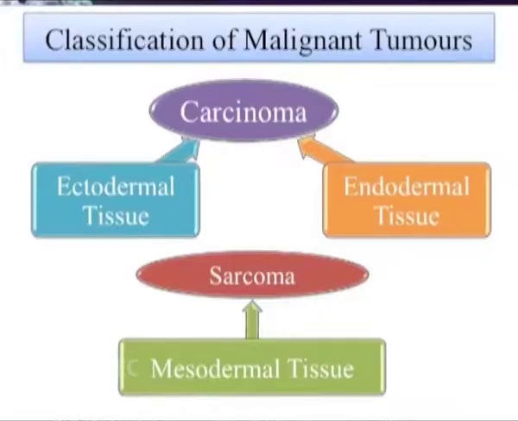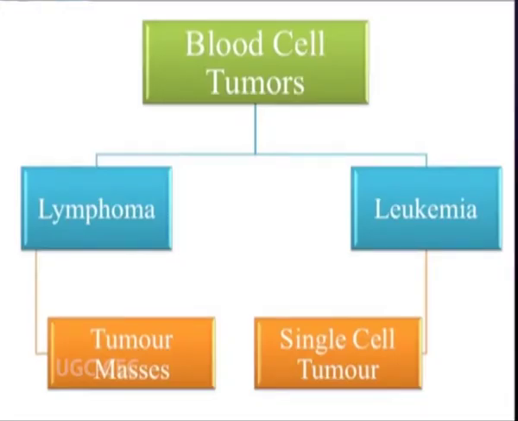If the tumor has developed in the endodermal or ectodermal tissue such as skin or epithelial linings of internal organs and glands, it is termed as carcinoma. The tumors developing from mesodermal connective tissue such as bones, fat, cartilage are known as sarcomas. Malignant tumors of blood cells, the hematopoietic cells of bone marrow, are known as leukemias and lymphomas. Single cell proliferating tumors are leukemias and those which grow as tumor masses are lymphomas.